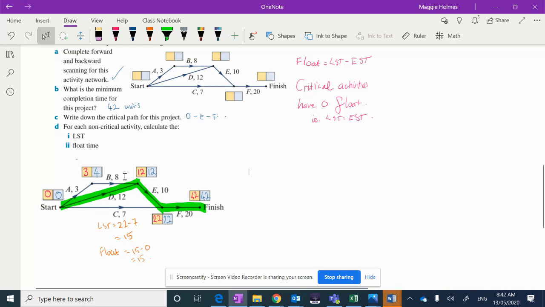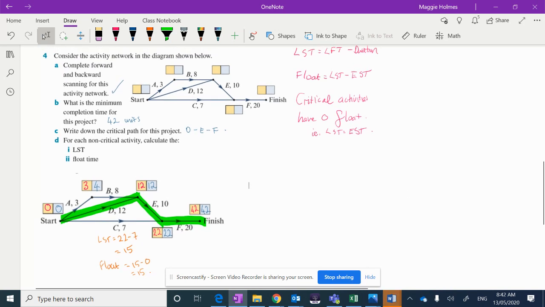For B, we've got latest finishing time, which for this one is 12. So it's finishing at the latest at 12, minus its duration, which is 8. So its latest start time is 4. And you'll notice here that this latest start time, which is 4, is different to its earliest start time here, which is 3. Okay, so it is having a float time.